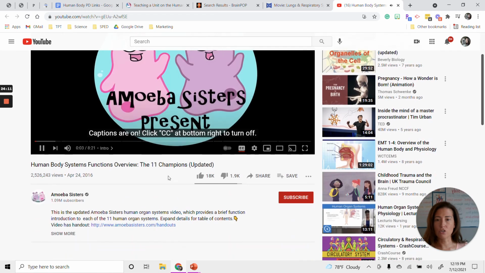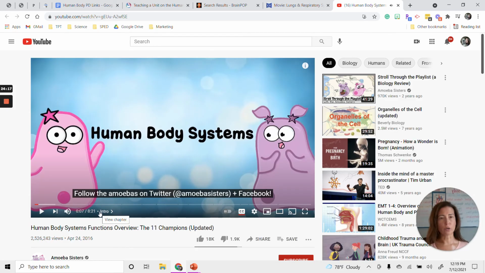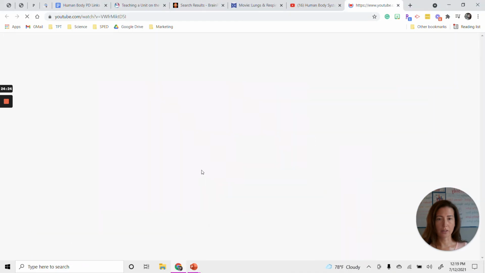And again, this is just going over the different human body systems, what they do, not too long in length. So it's something where you can show them and then you can have a discussion about it. Happy learning.